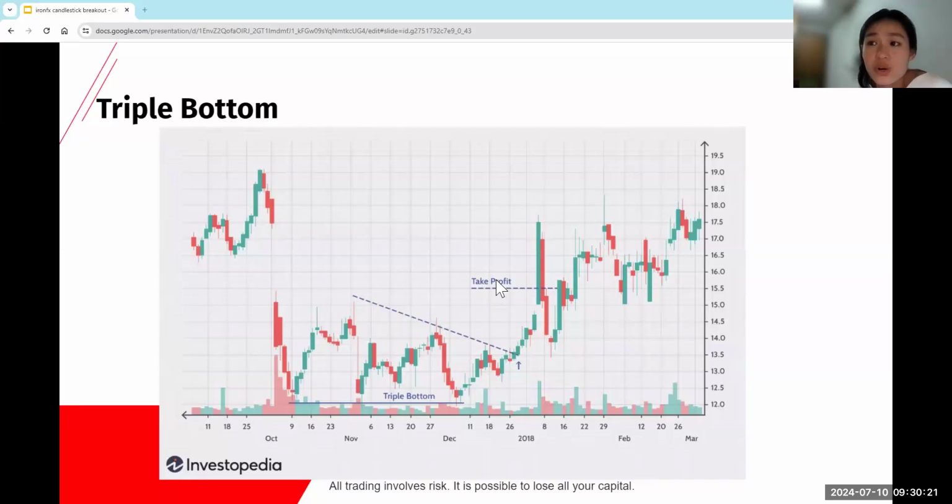Remember, your take profit should always be kind of after that neckline. So it could be somewhere at this previous swing high. Just as long as it's past that neckline, it's fine.